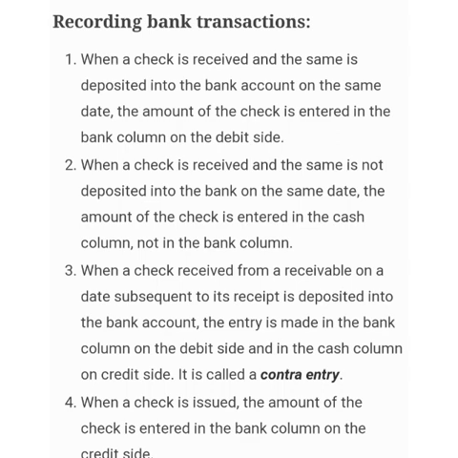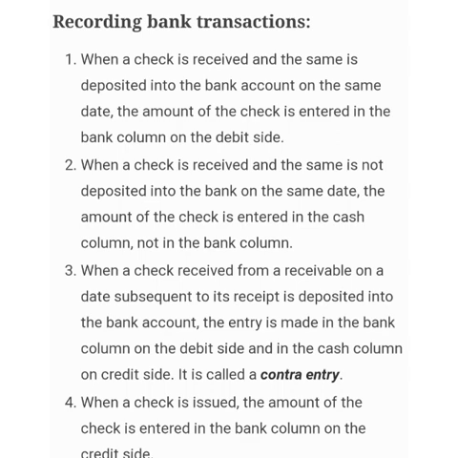Third, when a check received from a receivable is deposited into the bank account on a date subsequent to its receipt, the entry is made in the bank column on the debit side and in the cash column on the credit side. It is called a contra entry. When a check is issued, the amount of the check is entered in the bank column on the credit side.